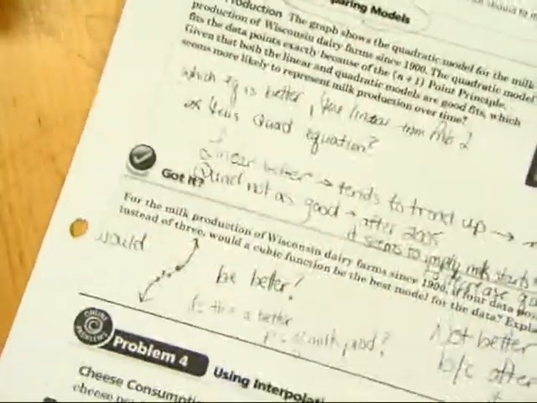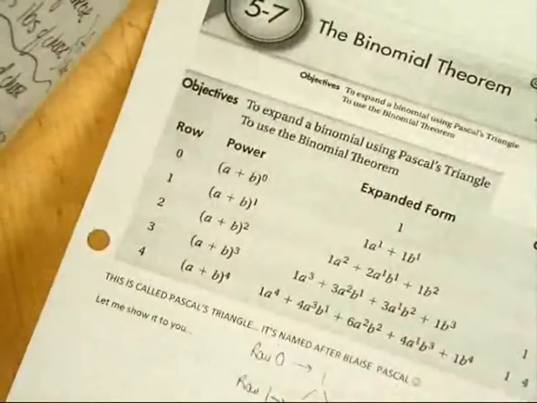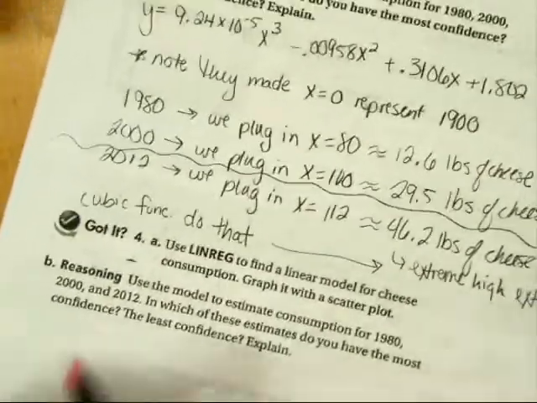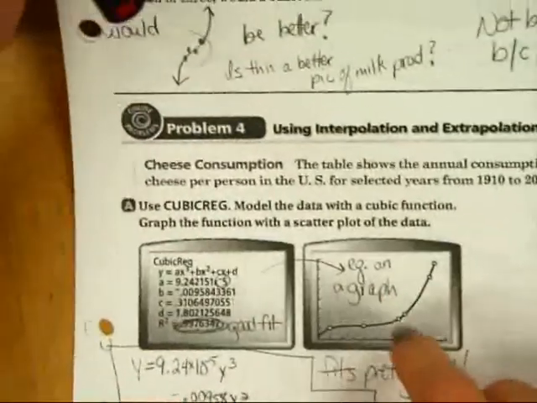I've already done these got its for you, and got it 3. So the last thing we need to do is got it number 4. Okay, so I probably need to go back up and see what was going on in number 4. It says use linear regression to find the linear model for this cheese consumption. Okay, so we have to kind of rewind and take our brains back to this problem.